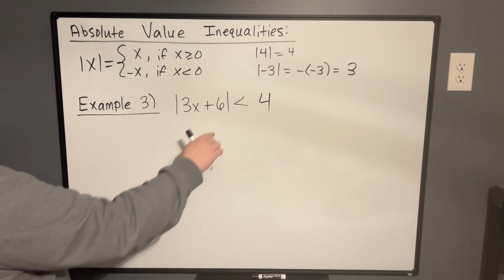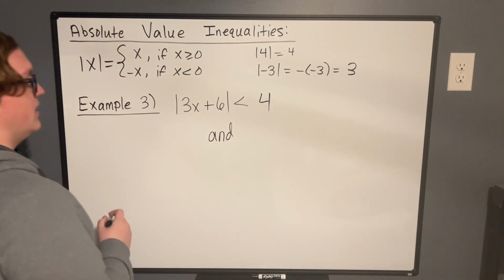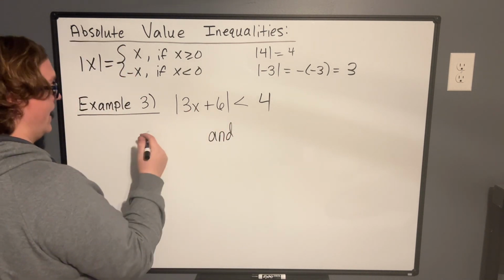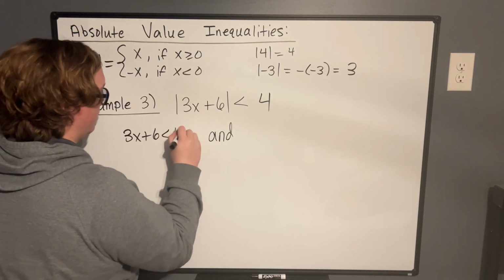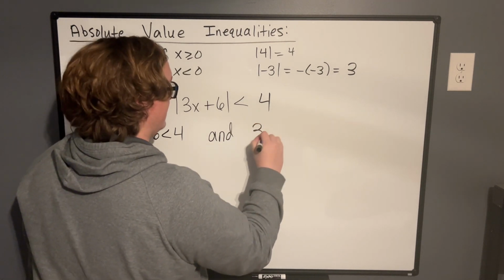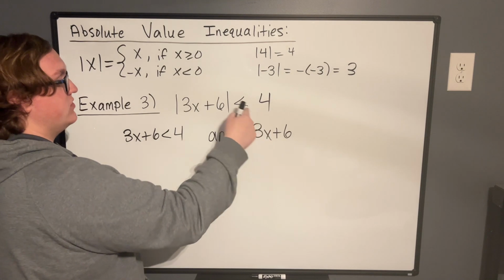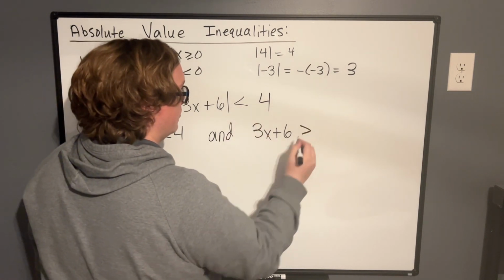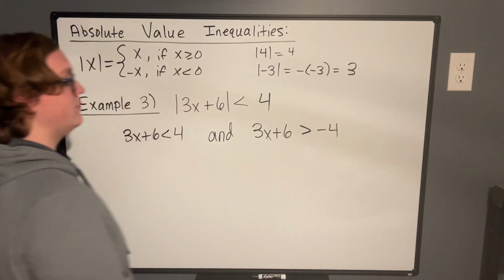So automatically we have a less than. We know that we're going to have "and" in between our cases. Okay, so the one case, we just treat it like the absolute values aren't even there. So 3x plus 6 is less than 4. And now we are going to still have 3x plus 6. But remember, we have to multiply this side by a negative, so the inequality has to flip and will become greater than. And then this one will be a negative 4.